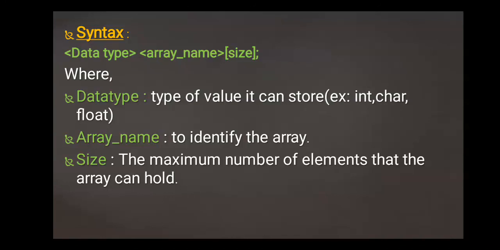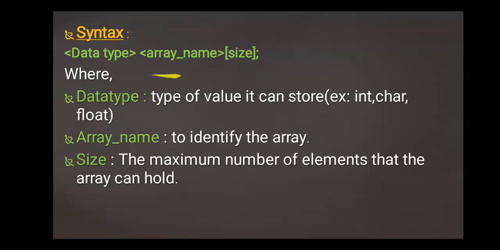Syntax for one-dimensional array. This is the syntax: data type, array name, size. Where data type is the type of value it can store. Here in the data type we can write the type of value, that may be integer, character, float, etc.